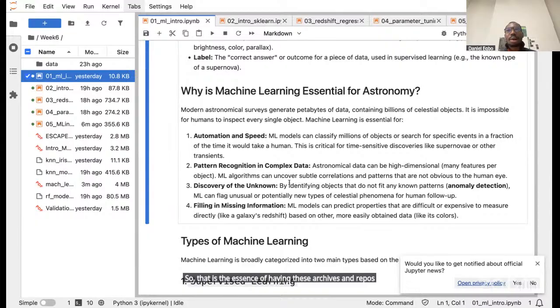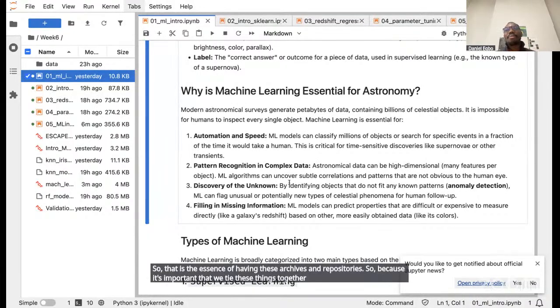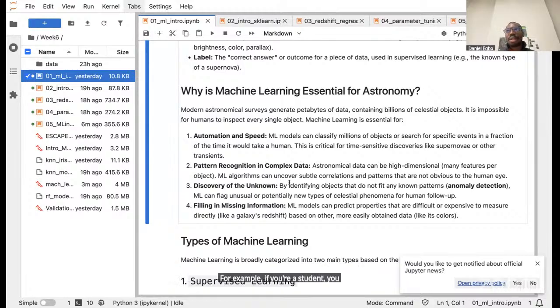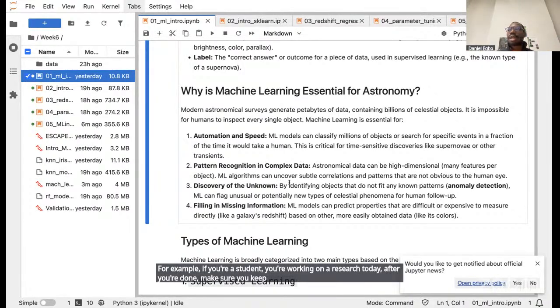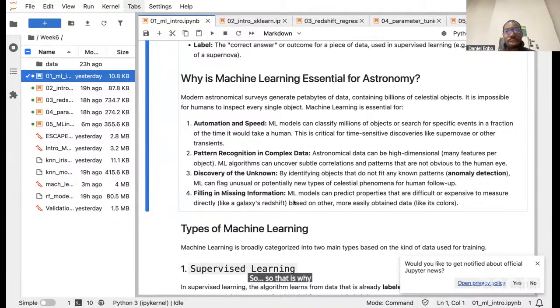It's important that we tie these things together and see how relevant they are. For example, if you're a student working on research today, after you're done, make sure you keep your research work and data somewhere, because somebody might find it useful tomorrow. So this is where machine learning is relevant.